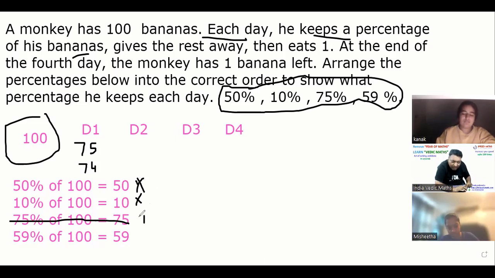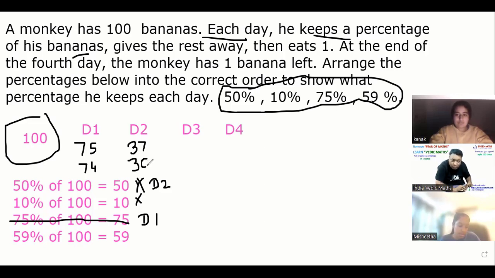Second day, so this is what you said for day 1, correct? Only 50% is possible on day 2, right? Because it will give you a round number. So what is 50% of 74? 37? Correct or not? And he eats again 1, 36. So day 1 and day 2 are okay. Now 36 bananas: 10% not, 15% not. So this also will not work, correct? So 75 also will not work here.